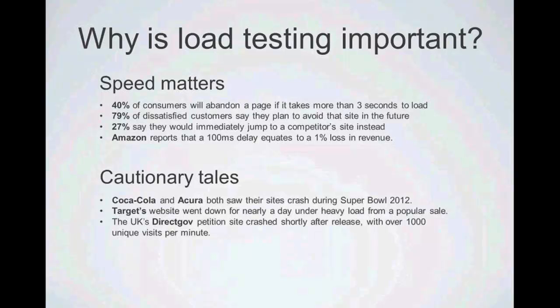Another story, the UK launched this petition site, I think it was last year, called DirectGov, and it crashed shortly after release because they didn't really plan for the load. They had over 1,000 unique visits per minute as people tried to sign and fill out these petitions for legalize marijuana or leave the EU or whatever it was. So yeah, they crashed, and all of these are things that could have been prevented if they planned better and had proper load testing ahead of time.